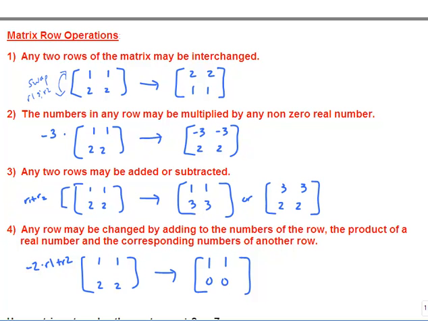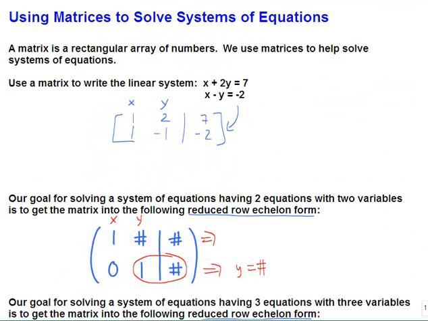Rule number 2, you can take any constant times a row. So for example, if I have 1, 1, 2, 2, I could multiply that top row through by -3 and get -3, -3, 2, 2, and I'll still get the same correct answer in the end. Why are we allowed to do that? Well, going back to your equations again, does it matter if I use the equation x minus y equals -2, or if I were to multiply that equation by 2 first and get positive 2x minus 2y equals -4?